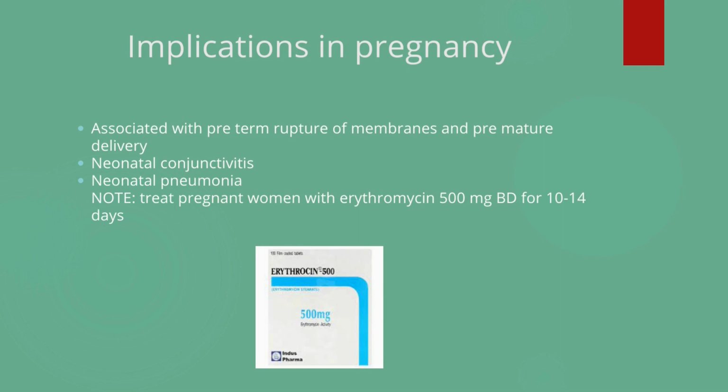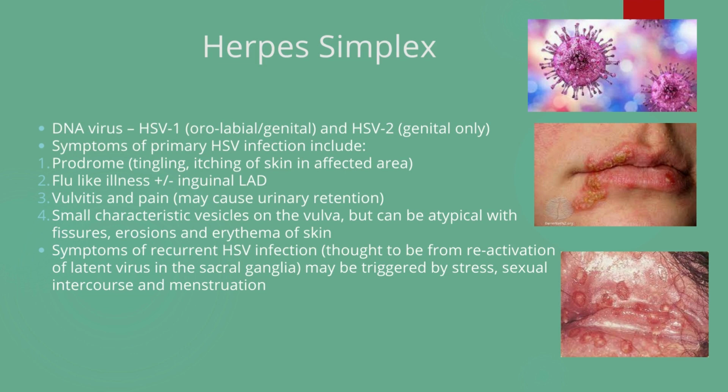Then, implications in pregnancy. It is associated with preterm rupture of membranes and premature delivery, neonatal conjunctivitis, neonatal pneumonia, and you have to note that you treat pregnant women with erythromycin 500 milligram BD for 10 to 14 days.